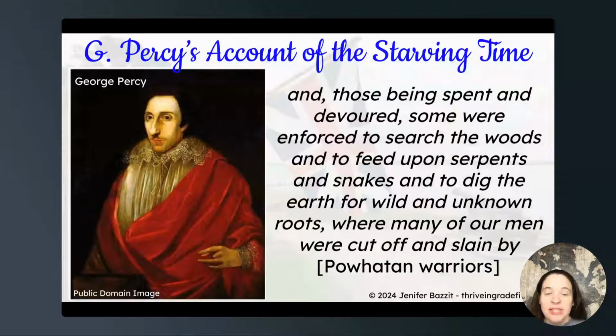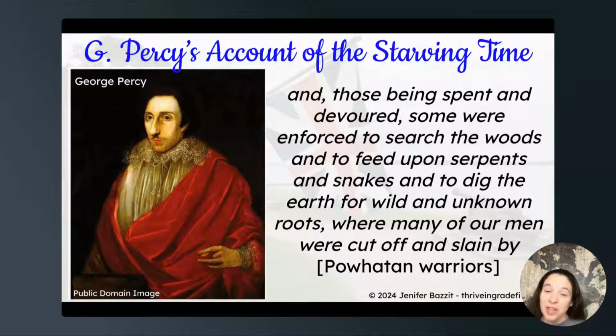And those being spent and devoured, so those who were just overcome out of their minds with hunger. Some were enforced to search the woods and to feed upon serpents and snakes, and to dig the earth for wild and unknown roots. So some of the people, even though they knew leaving Jamestown Fort would be extremely dangerous because Powhatan warriors were watching the fort and would kill anyone who stepped outside the fort. So even though they knew this, they were so desperate to go out and find things to eat. Many of our men were cut off and slain or killed by Powhatan warriors.